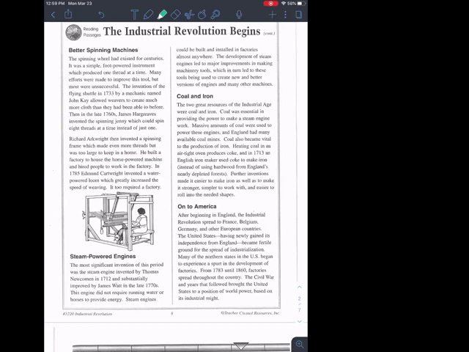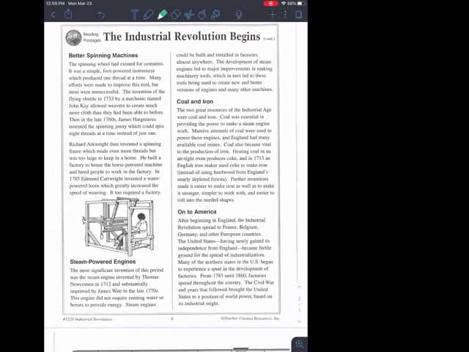The most significant invention of this period was the steam engine, invented by Thomas Newcomen in 1712 and substantially improved by James Watt in the late 1770s. This engine did not require running water or horses to provide energy. Steam engines could be built and installed in factories almost anywhere.